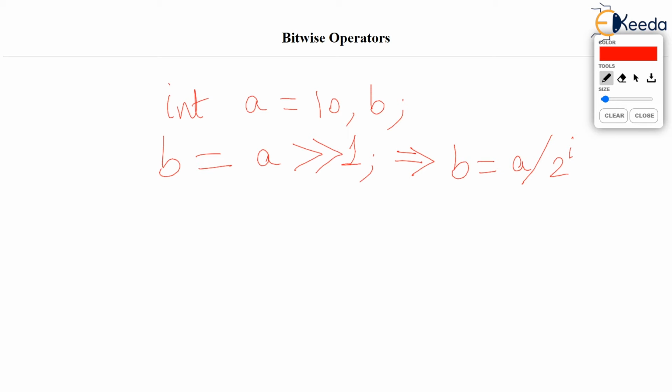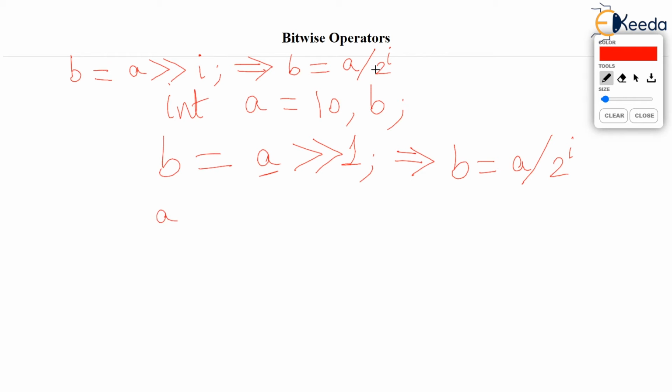For instance, if I would have given B equal to A right shift 2 instead of 1, then it would mean B should become equal to A divided by 2 raised to 2. In general, if we write B is equal to A right shift I, where I is some number, then it means B will become equal to A divided by 2 raised to I. Remember this. Now let's see this in operation.